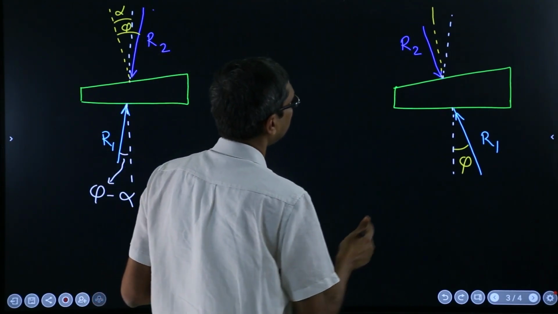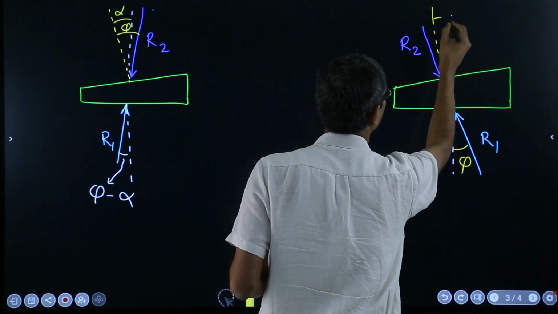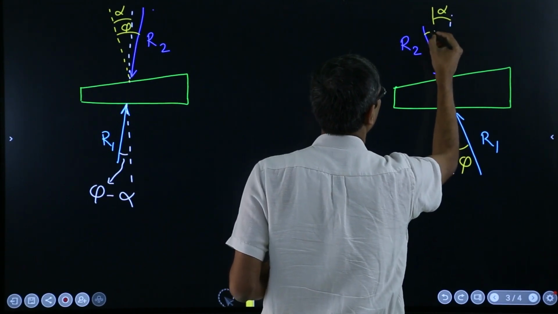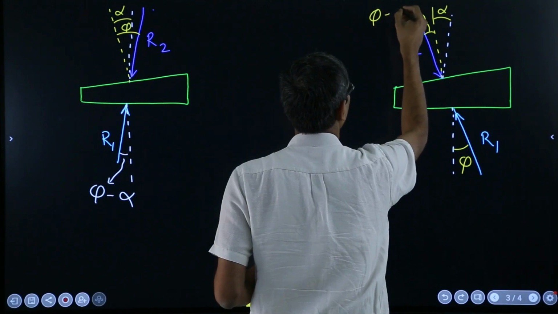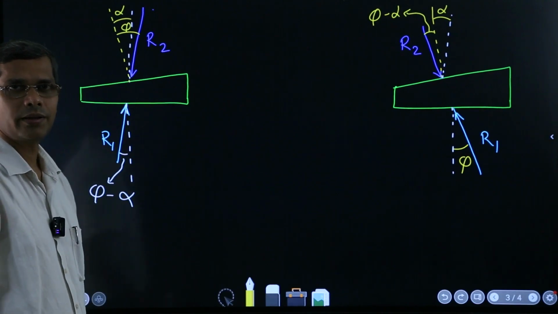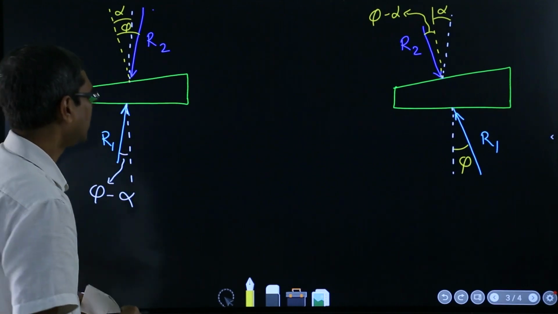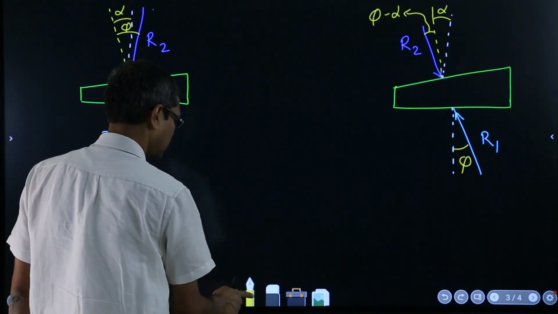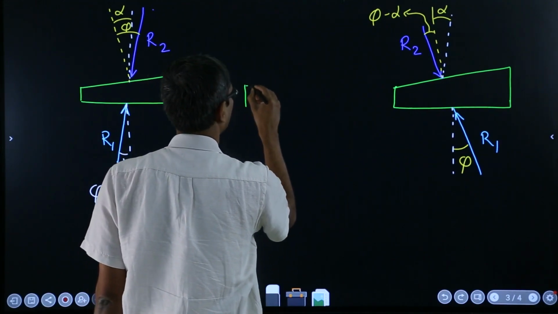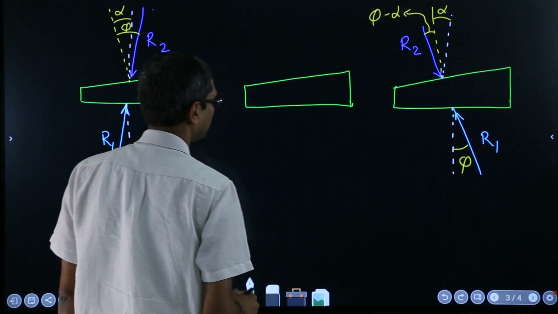Now then this becomes your, because this is alpha. Now let us say this is alpha and this is phi minus alpha. Okay. So that's the condition when the bottom surfaces are on the verge of slipping and the upper one is stuck. Now let's combine both these pictures, so that we will get the condition under which the self-locking condition can be seen.